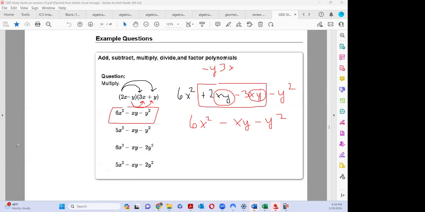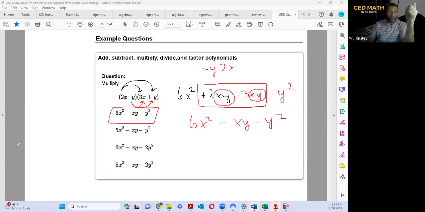So remember, multiplying binomials, factoring a quadratic equation, and solving a quadratic equation are 3 problems that you will see on your exam guaranteed.